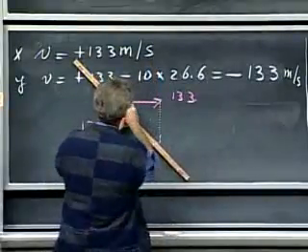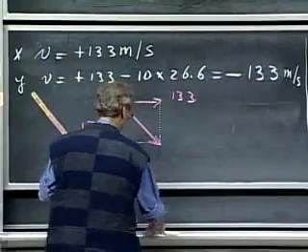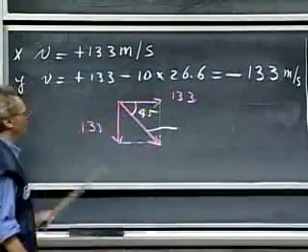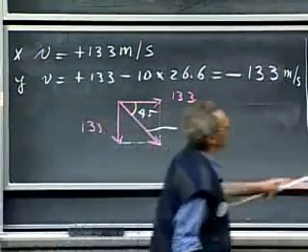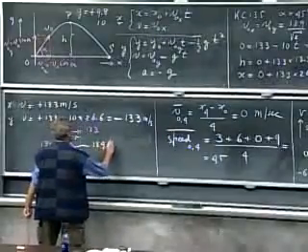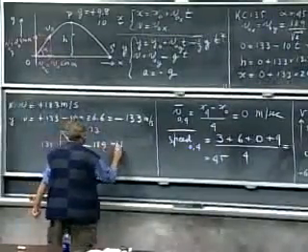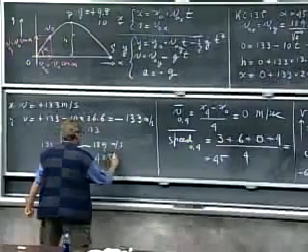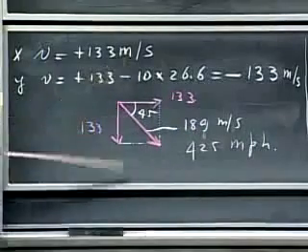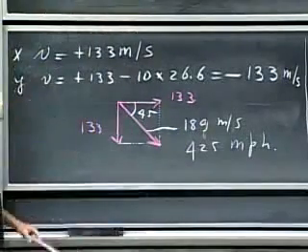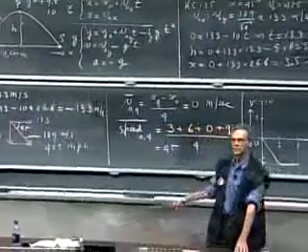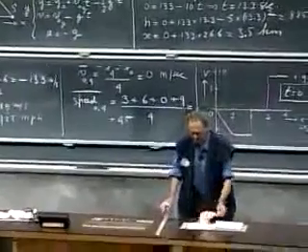That, of course, is this vector. And no surprise, this angle is 45 degrees. And this one is the square root of 2 times 133. And that, of course, gives you back your 189 meters per second. And that is 425 miles per hour. I'm not recommending that you would do this, of course. It is perfectly reasonable to immediately come to that conclusion because of the symmetry of the parabola.